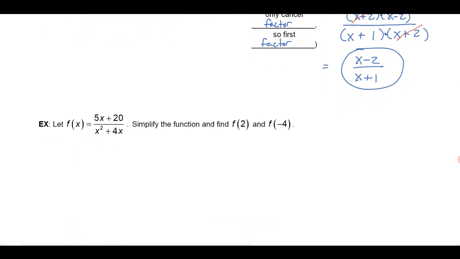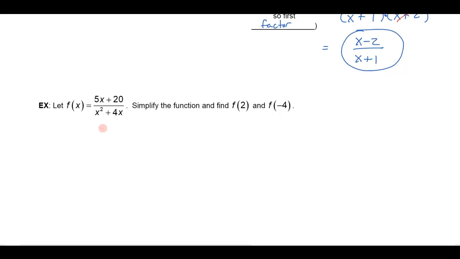Alright, let me do one more little example of this. Here's a function, so it's the same sort of idea. I'm just expressing it in function form, and then we'd like to simplify this and then evaluate this function both at 2 and at negative 4. So notice that f of x, there's a common factor of 5 in the numerator, and go ahead and factor that out.